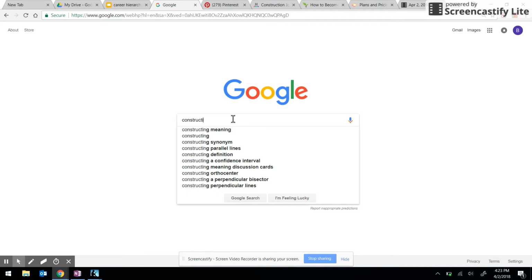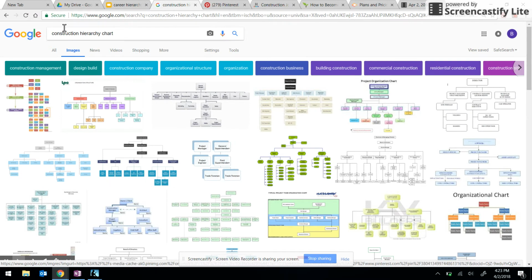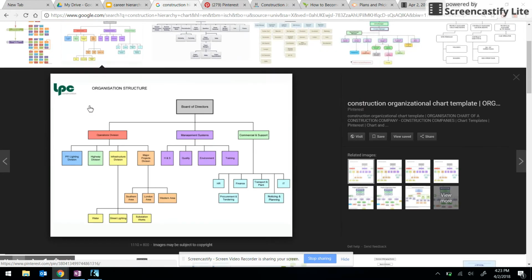Construction hierarchy, and I'm going to try chart first. And then I'm going to look at the images. Mine happens to have some. So instead of putting construction manager, I just put construction hierarchy because I thought that would give me more information about how it relates. So let's look at this first one.